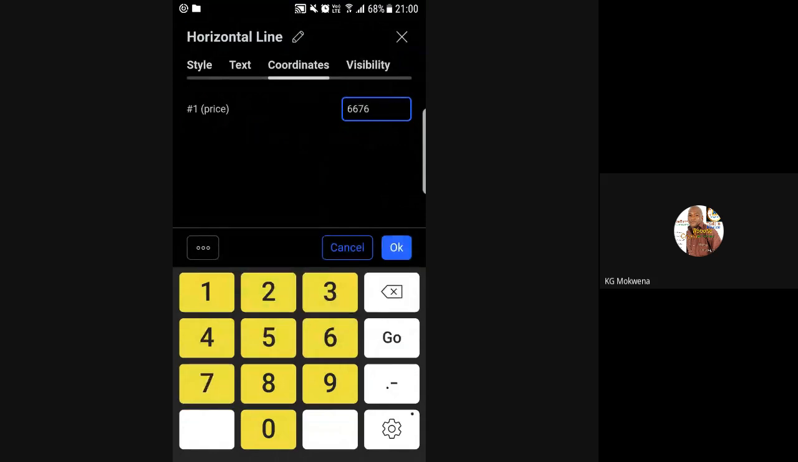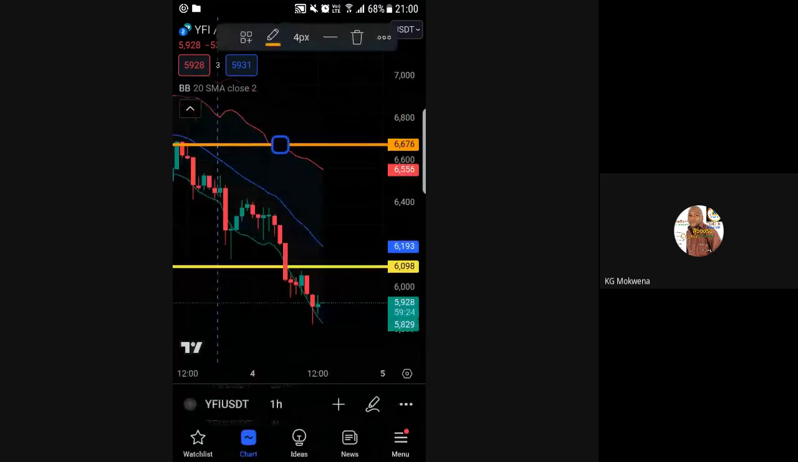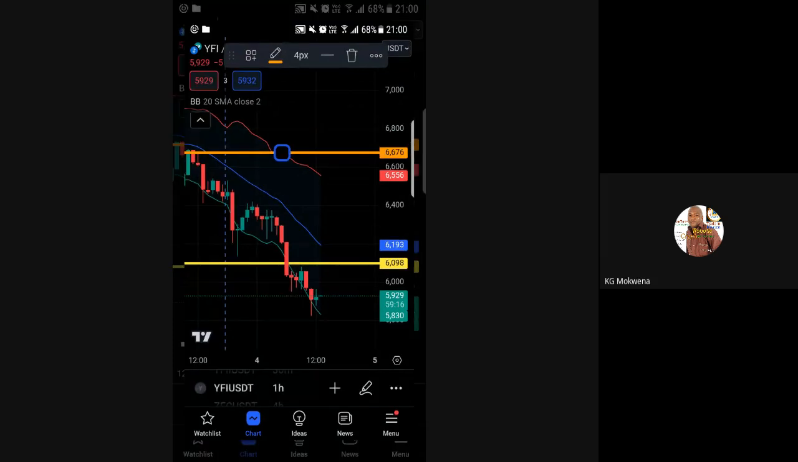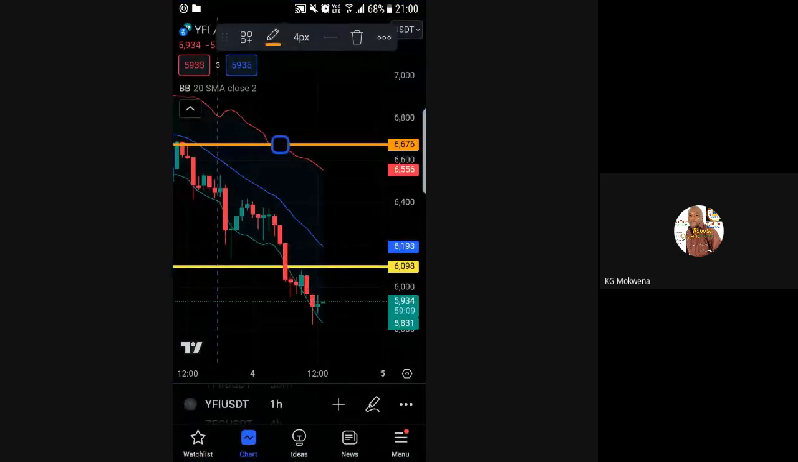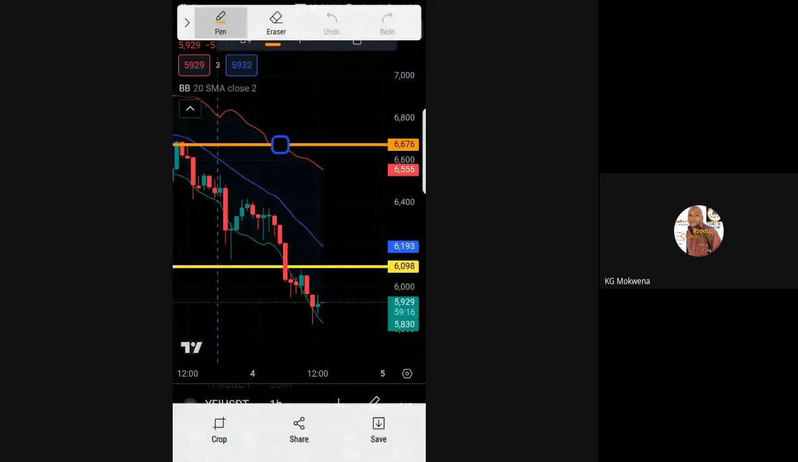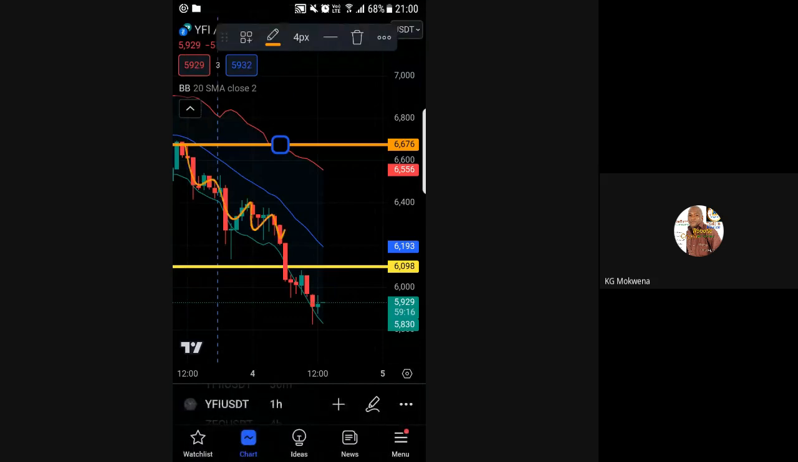$6,676. This is a whole warehouse. Now, look on the chart. You are now able to see that the market was falling. The market was going down. The market has been falling, as you can see here.